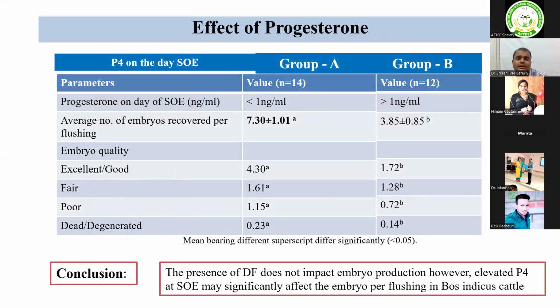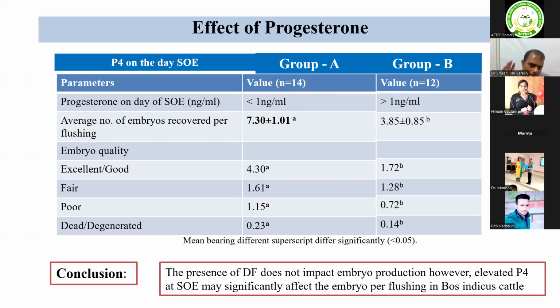But there is one crucial issue. If your progesterone concentration is more than 1 nanogram per ml on the day of superovulatory stress, that animal is definitely going to yield poor embryos, and the quality of embryos will be very low. The number will also get compromised. You will get more anovulatory follicles.